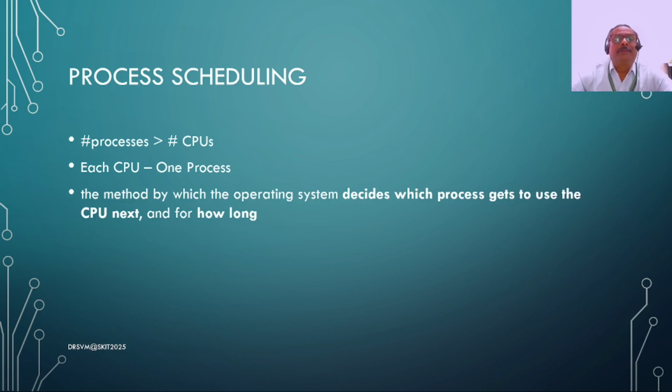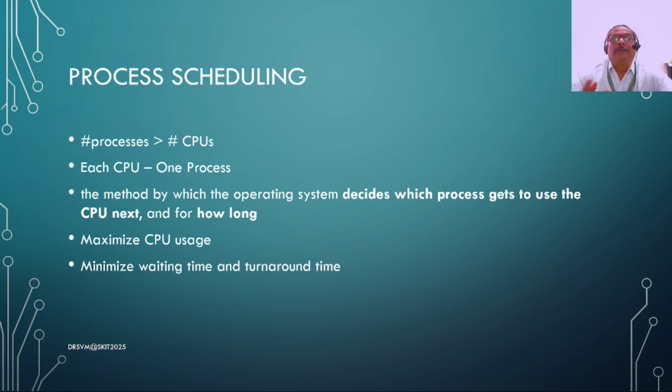This is where process scheduling comes into the picture. It is the method by which the operating system decides which process should get the CPU next, and how long the CPU should be provided to that process. This has to be done considering some issues: the scheduling should ensure that CPU usage is maximized. Each process should have a minimum waiting time and minimum turnaround time. So in all, the waiting time and turnaround time of each process should be minimized.